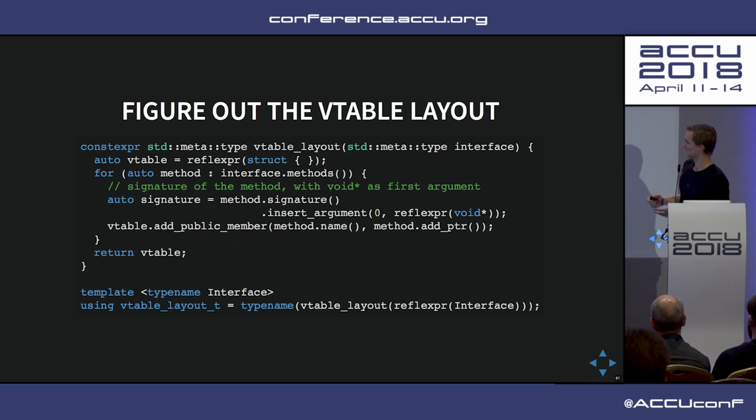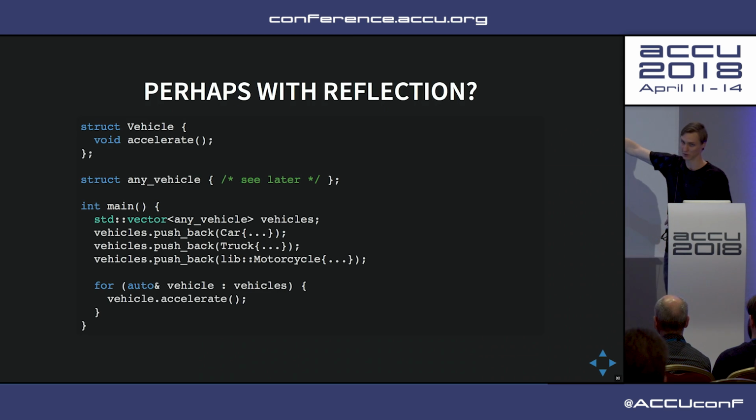But the idea is I could have a type and then use compile-time metaprogramming to generate a new type that represents a vtable for that object, for that interface. So here I reflect on an empty struct, for example, and then I start building up my struct. That empty struct here represents the vtable I'm going to have. This is all executed at compile time. And so for each method in my interface, this struct vehicle here.